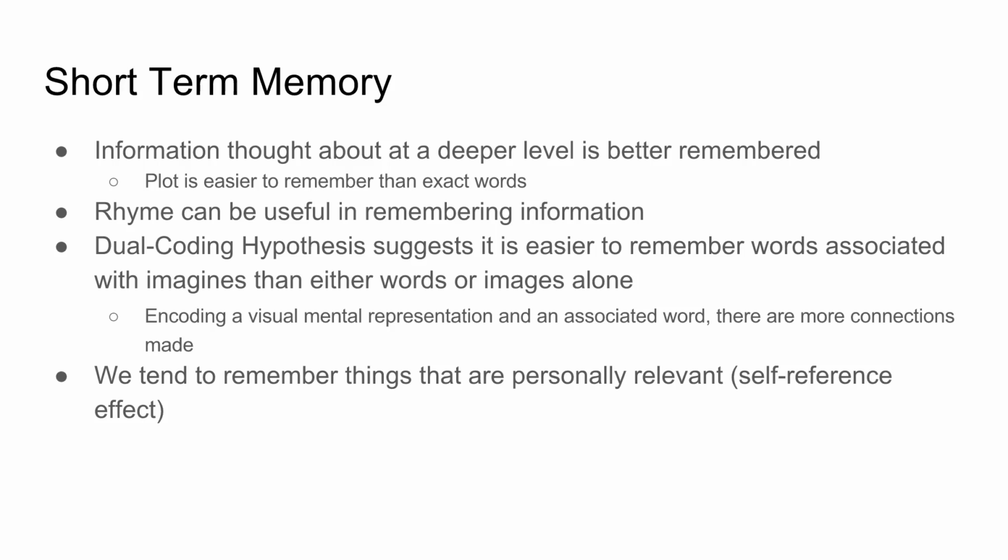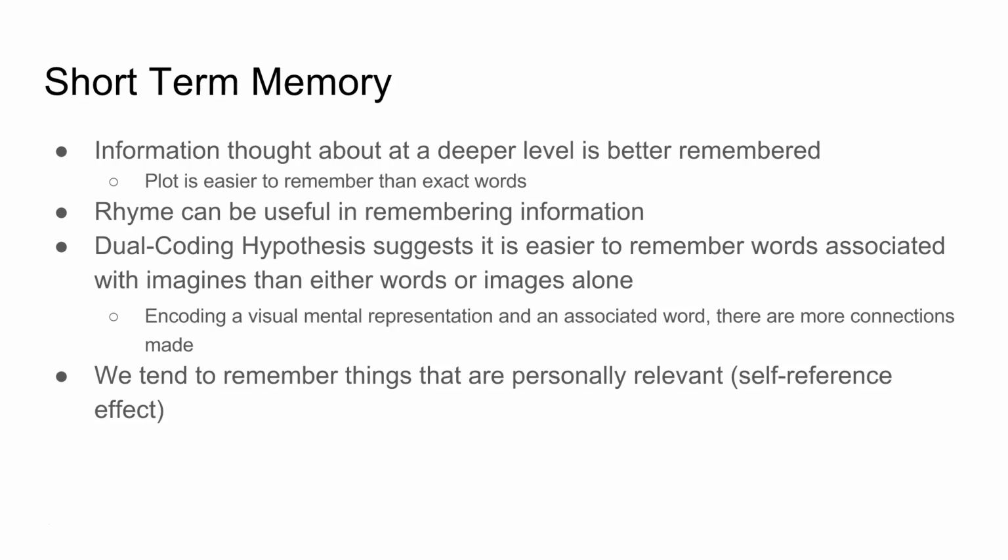Then there's something called the dual coding hypothesis, and the dual coding hypothesis suggests that we remember things better when we associate words with images, and we remember that better than words alone or images alone. That is the idea that because we are encoding two different things, there has to be some deeper level of thinking going on. There have to be more connections being made in your brain. And we're going to look a little more at that when we get to long-term memory. But the idea is that as we are making these connections, the more of them we can make, the stronger those connections are. So when we're connecting both a word and an image, we're doubling up on the strength of that connection.